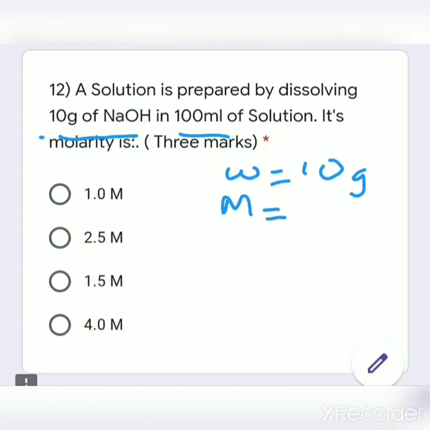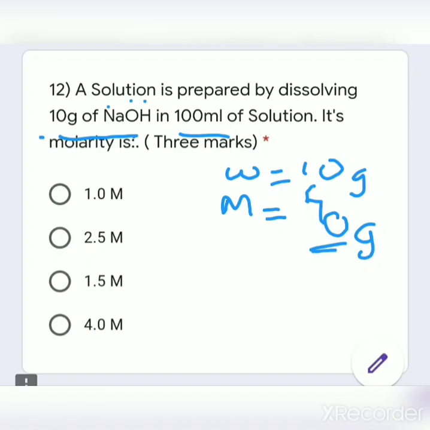When you find the molar mass by making the sum of the atomic mass of sodium plus the atomic mass of oxygen plus the atomic mass of hydrogen, you will get the value 40. So that is the molar mass, 40 gram per mole, for NaOH. Now what do you actually need to find out? You need to find its molarity.